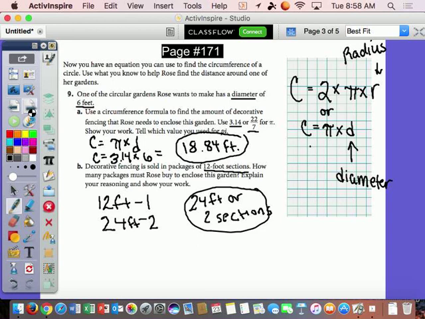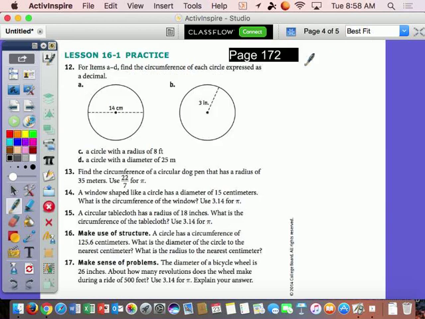All right. Looking now at page 172. Find the circumference of each circle as expressed by the decimal. So again, our circumference equals 2 times pi times r, or pi times d.